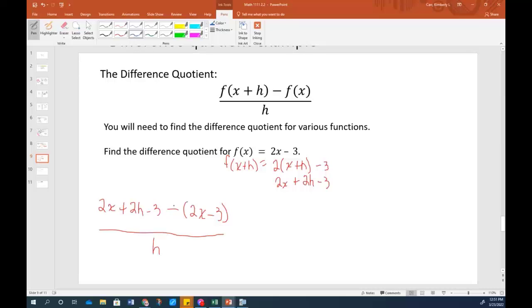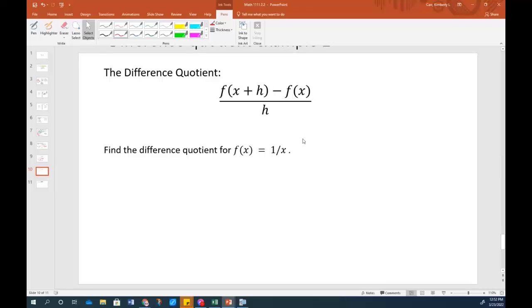So first of all, if I distribute this negative, it's going to make that be a negative 2x and a positive 3. So now, looking at my like terms, 2x and a negative 2x cancel. A positive 3 and a negative 3, even though I said it backwards, are going to cancel. And this simplifies then to 2h over h, which is 2. And that's the answer. We probably need to do another one of those.